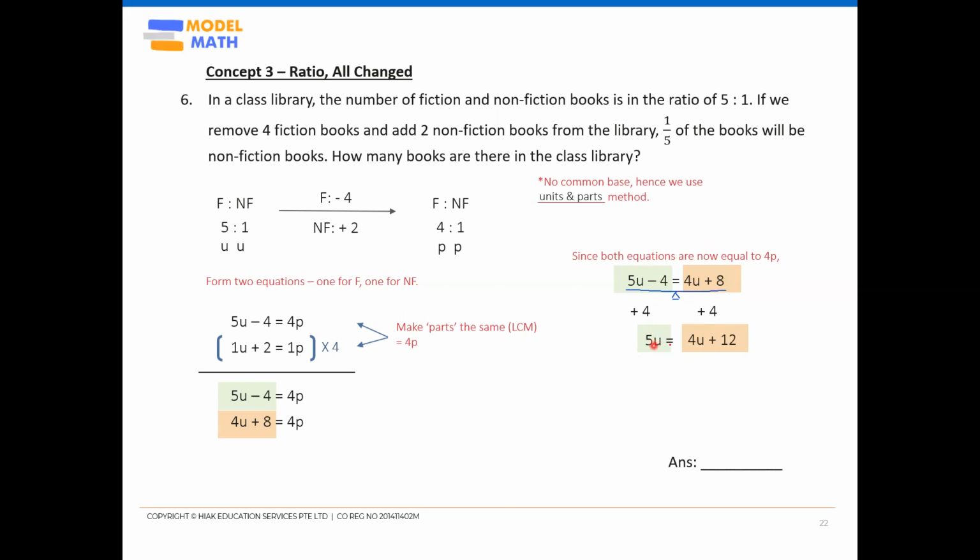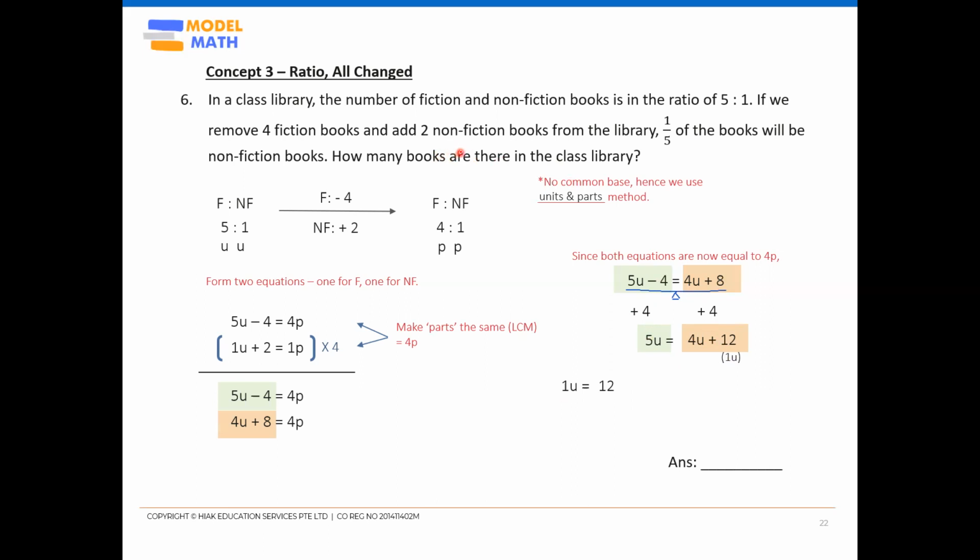Why I say that? Because 5u equals this plus this, right? That means your 12 will be the value of 1 unit, because 4u plus 1u must give you back 5u. There you go. You see, you have found out 1 unit is 12 books. So look at the question. They ask you how many books are there in the class library. Now, books means total books.